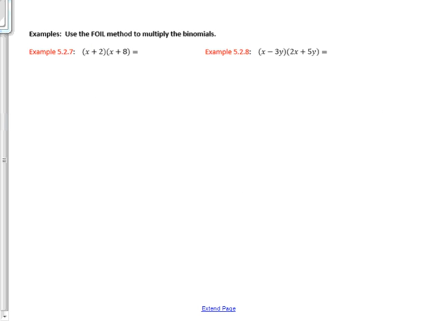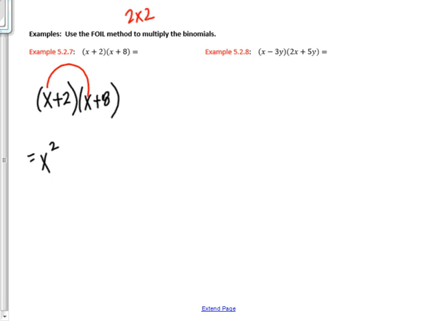Alright, FOIL. Okay, so you have it in your notes, but the F stands for the first, the O stands for the outside, the I stands for the inside, and the L stands for the last. So let me write this a little bit bigger. Alright, so here's our first one. So F, we only do this for 2 by 2s. Okay, so the F stands for the first one in this parenthesis times the first one in that parenthesis. So x times x is x squared. Okay. The O stands for the outside, so that would be this one here times this one here. So x times an 8 would give me 8x.